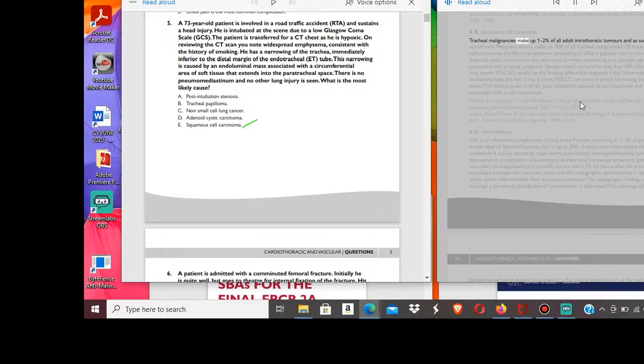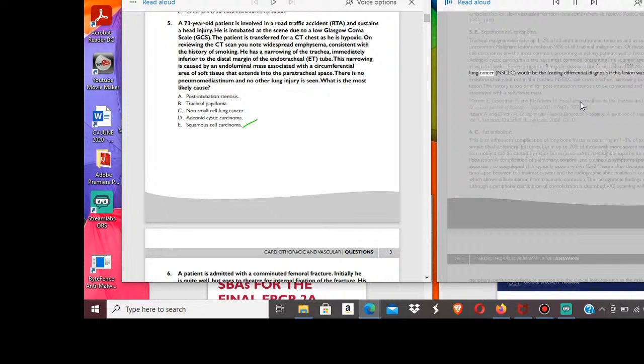Tracheal malignancies make up 1-2% of all adult intrathoracic tumors and as such are uncommon. Malignant lesions make up 90% of all tracheal malignancies. Of these, squamous cell carcinomas are the most common, presenting in elderly patients with a history of smoking. Adenoid cystic carcinoma is the next most common, presenting in a younger age group and associated with a better prognosis. Benign lesions account for less than 10%.